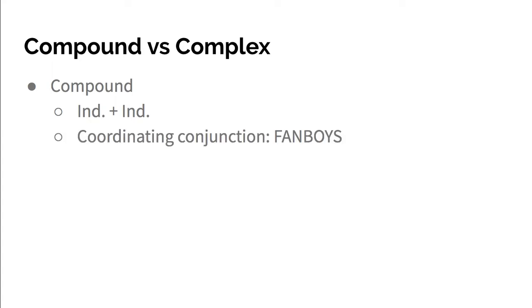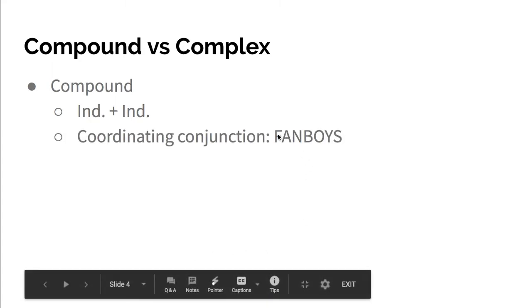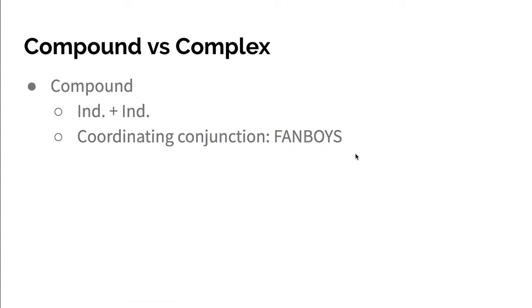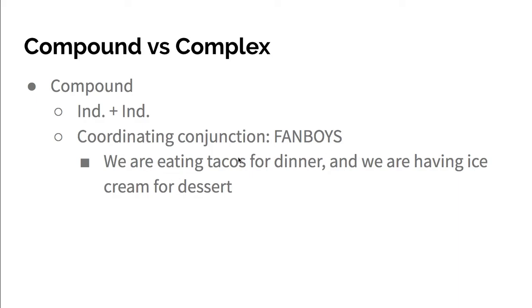So if you're still having trouble with compound and complex, there are a few key differences. Compound has an independent plus an independent. Both can stand alone. They have coordinating conjunctions, so that's FANBOYS: for, and, nor, but, or, yet, so. So, we are eating tacos for dinner and we are having ice cream for dessert. Whoops, I forgot a comma. But both of these can stand alone and they both have a coordinating conjunction, and.